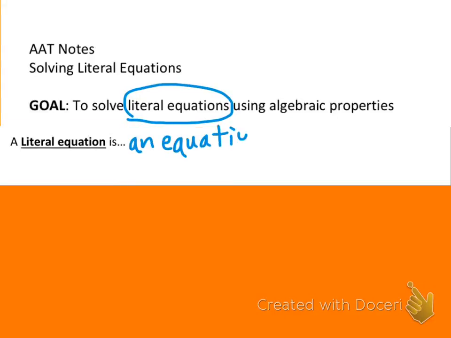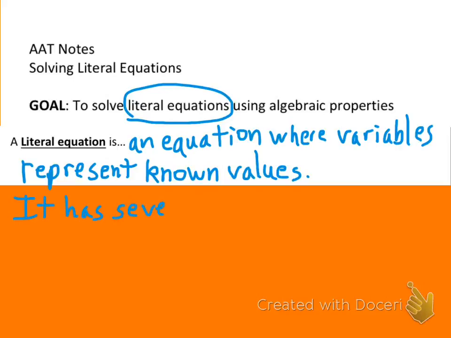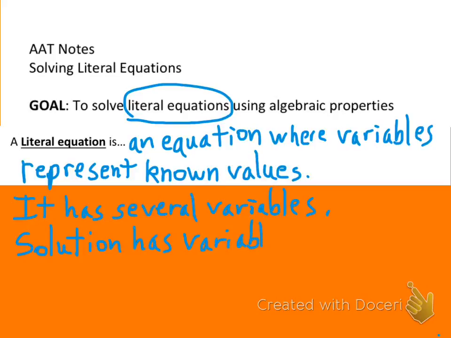Well, a literal equation is an equation where the variables represent known values. And more specifically, a literal equation has more than one variable. It has several variables. Sometimes there's more variables than numbers. And the solution to the literal equation has variables in it. So for example, instead of y equals 5, our solution might be y equals 5x plus 2z divided by 5.